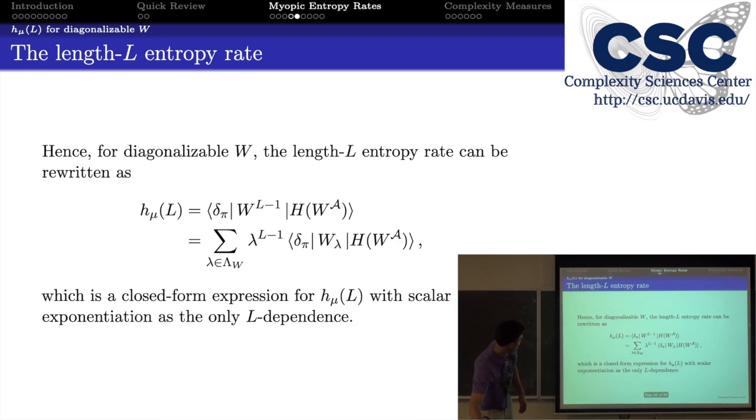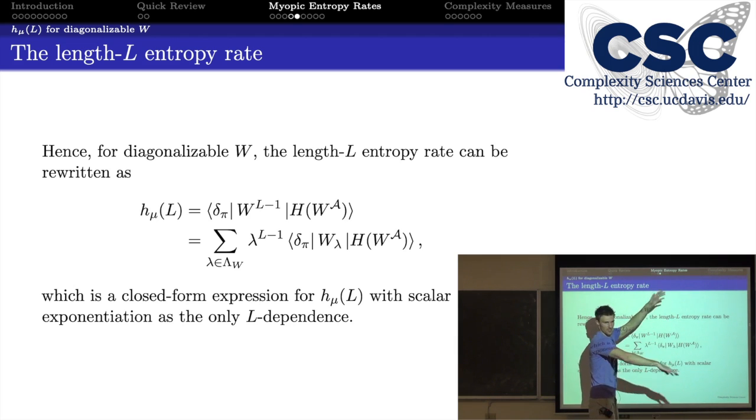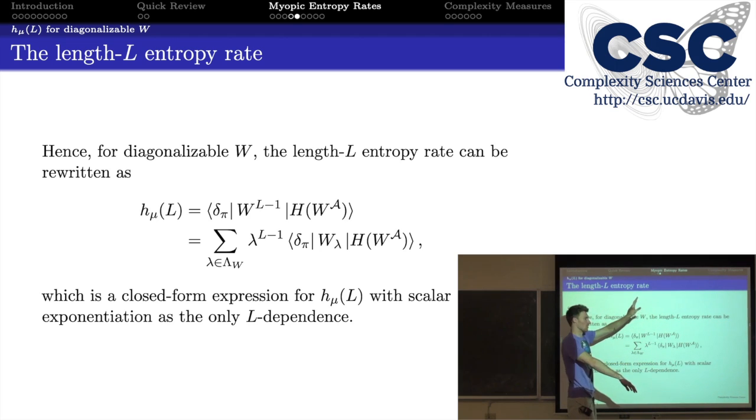Well, if we put that back into the myopic entropy rate formula here, this is already a great time saver. One alternative that was done for a long time is, if you're looking at the entropy rate at length L, you have to consider all the words that can get you out there, which is terrible. So many.